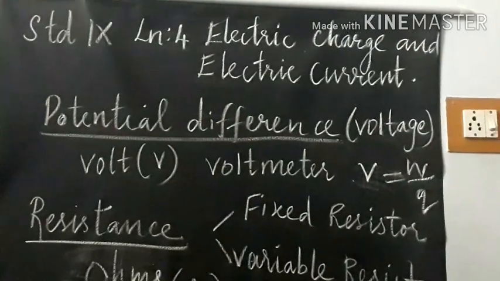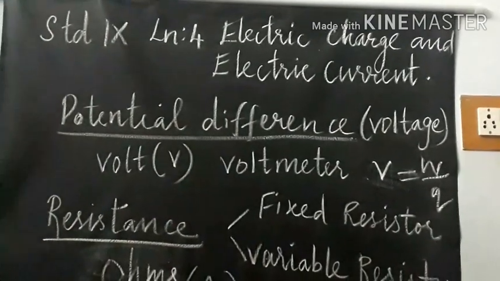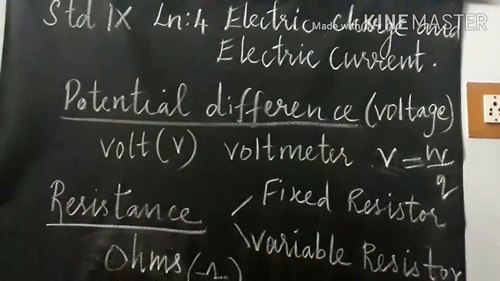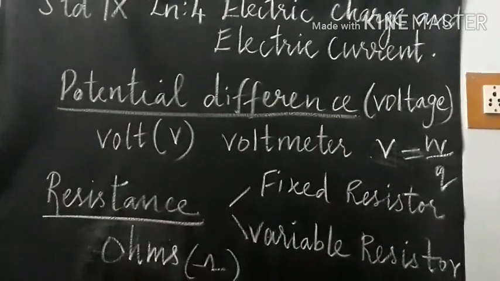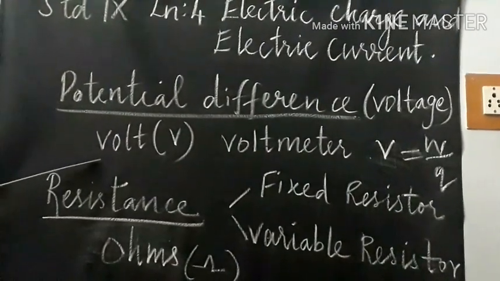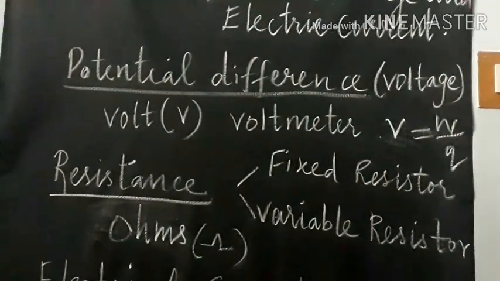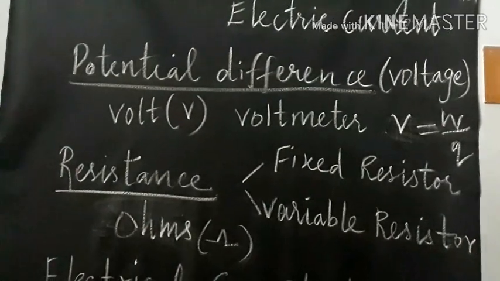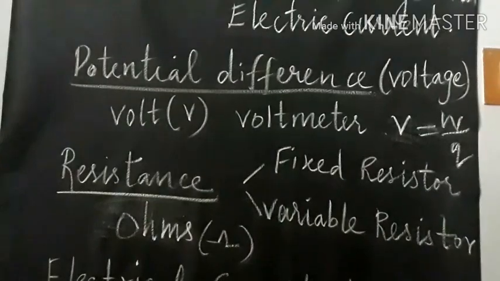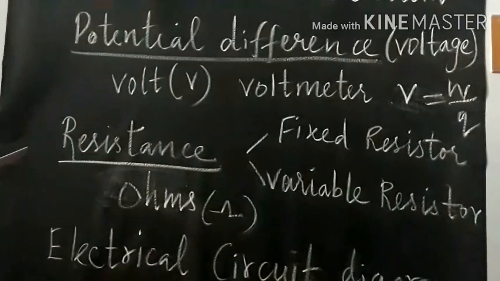Let us recall. In today's class we have learnt about potential difference, which is the work done in bringing unit charge from one point to the other in an electrical circuit. Potential difference is otherwise called voltage. Its unit is volt, the symbol is V. The instrument to measure the potential difference is the voltmeter. The formula to calculate potential difference is V equals W by Q, where W is the work done and Q is the charge.